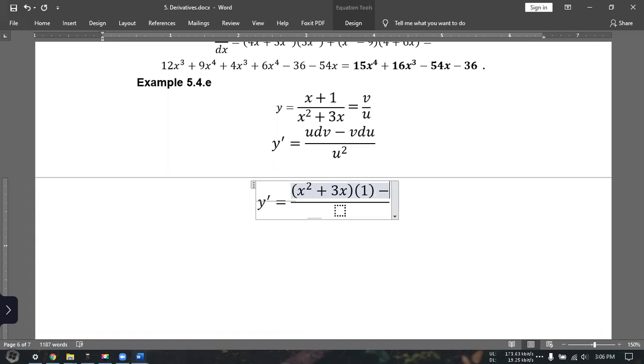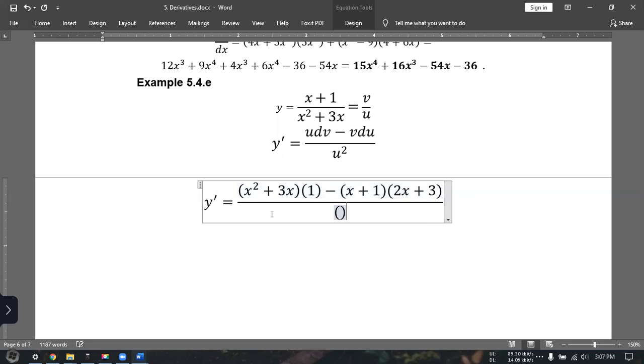Minus, copy the numerator, and differentiate the denominator. This is x squared plus 3x. The derivative of x squared is 2x, and the derivative of 3x is 3. Over the square of the denominator.